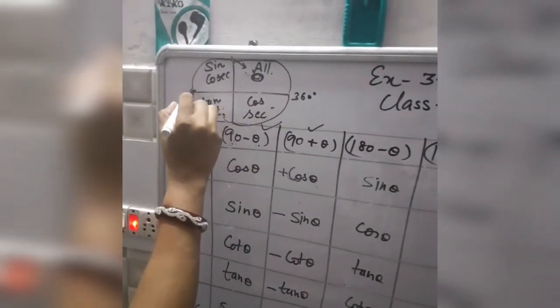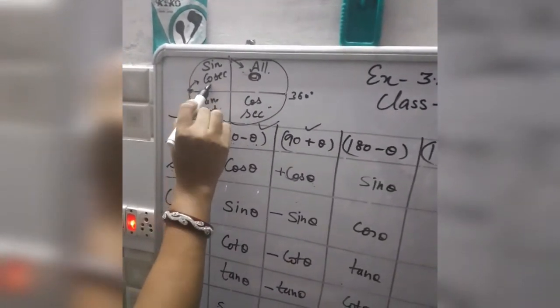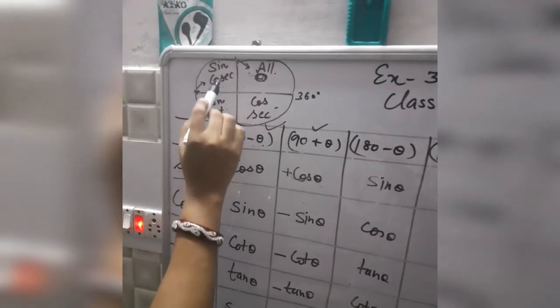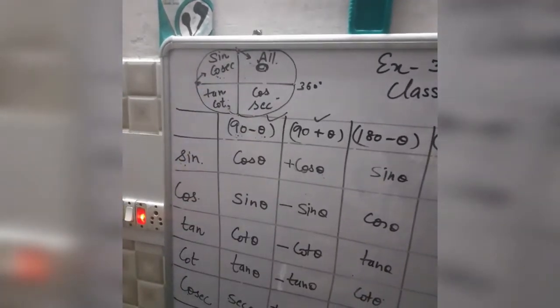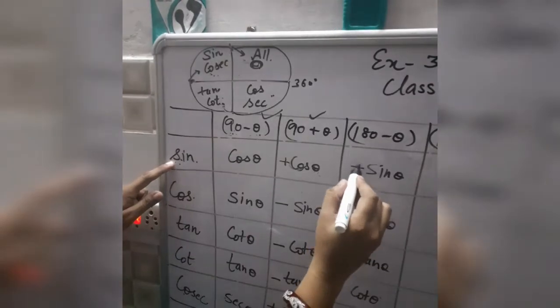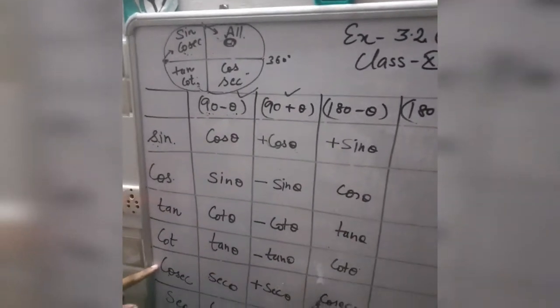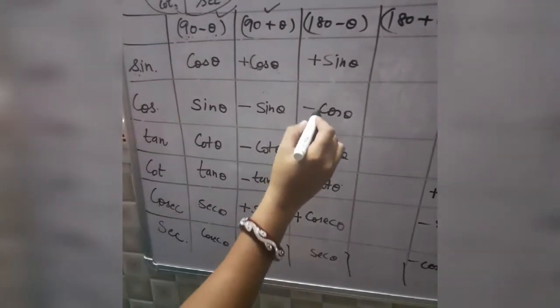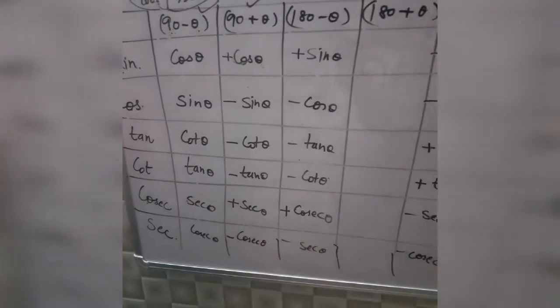But 180 minus something: if you subtract some angle from 180, you reach the second quadrant, and in the second quadrant all of you know that sine and cosecant are positive. That's why in front of sine you will take a positive sign, and in front of cosecant you will take positive. The remaining 4 will be negative.